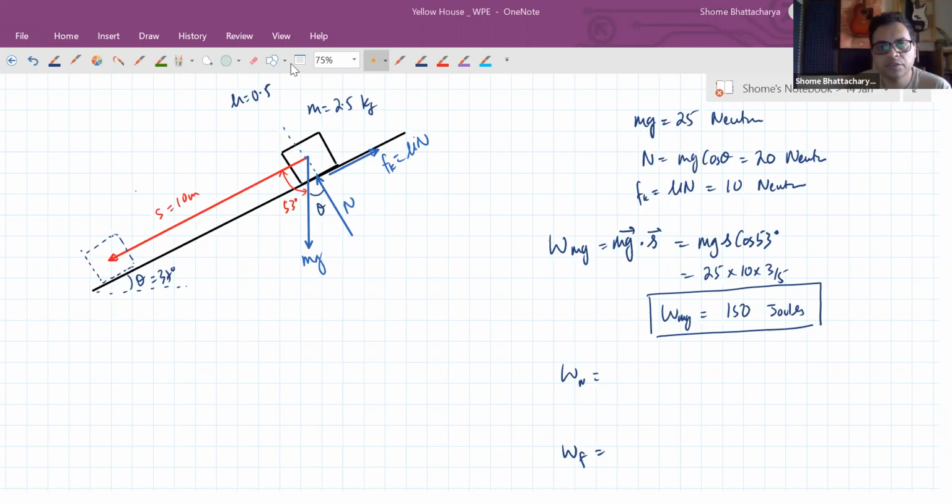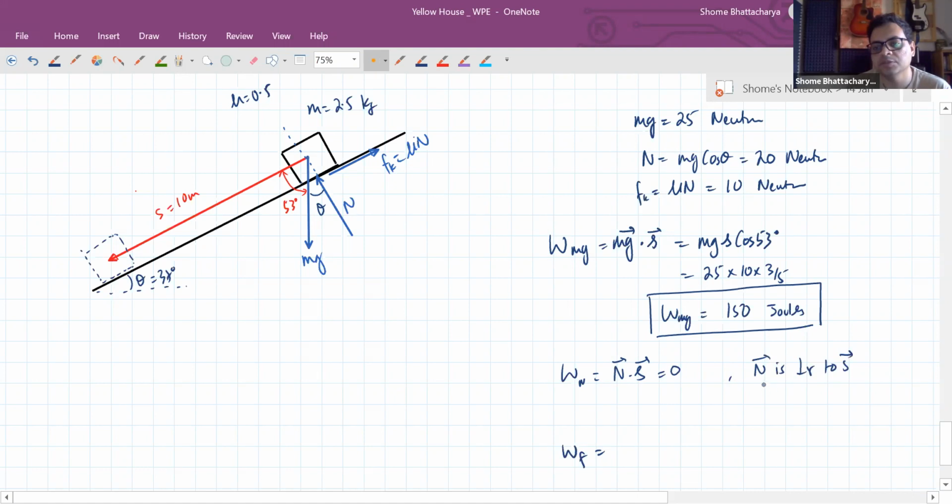Right. So let's look at it. Tantresh and Anmol, just verify the answers. So yeah, normal reaction, you can see the work done is zero, because it's perpendicular to the displacement, because n is perpendicular to the displacement. So whenever a force is perpendicular to displacement, you can see n is like this, and the displacement vector is like this. So the force is acting perpendicular to the displacement.